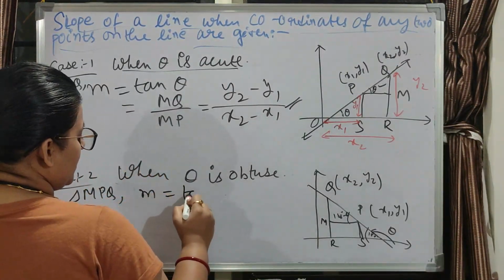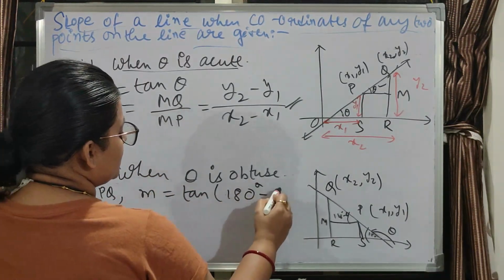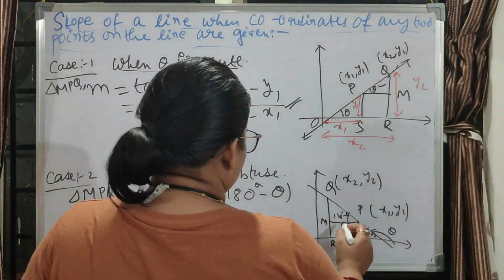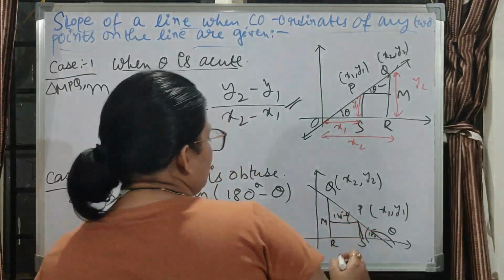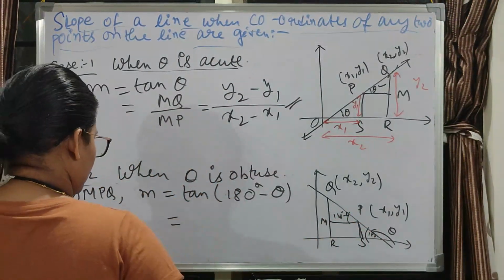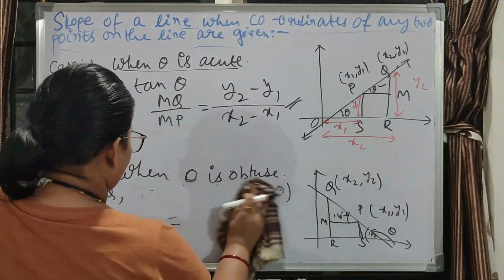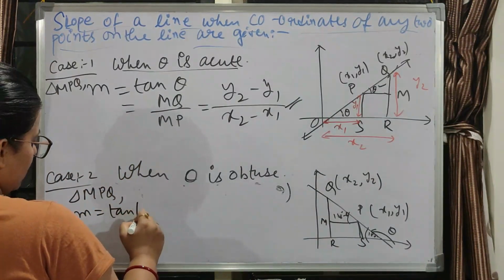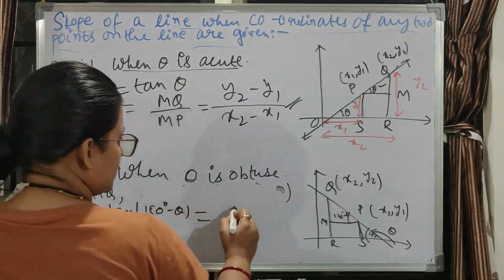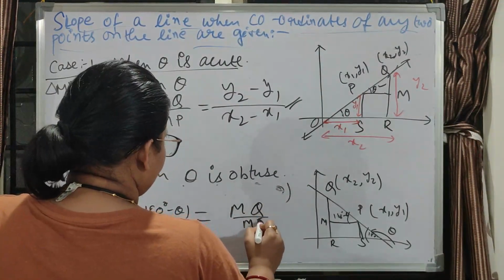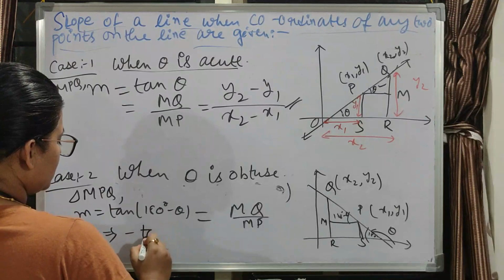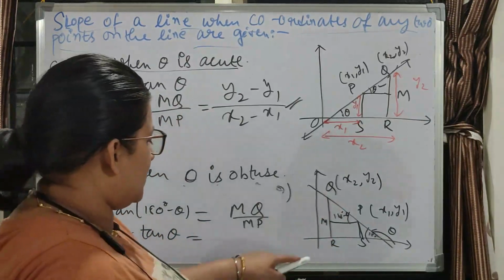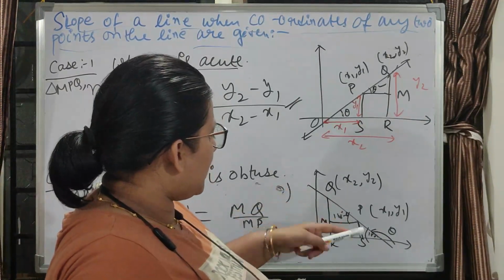M equals to tan of 180 minus theta. So that is equal to what? This is MQ upon MP. I will write it down. So here M equals to tan of 180 minus theta. This equals MQ upon MP again. And we know tan 180 minus theta is minus tan theta. So MQ, this whole thing, this is Y2 minus Y1.